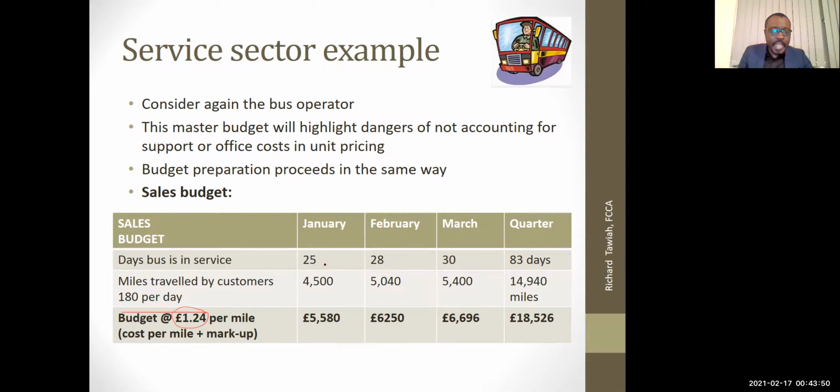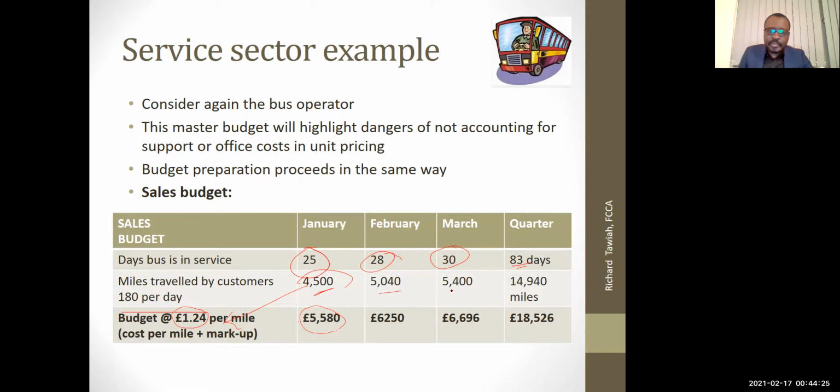If we are working 25 days in January, 28 days in February, assuming, and 30 days in March, this is the total number of days for the quarter. The miles covered by customers is 180 miles per day, multiplied by the number of days that we worked. When we multiply, we get this total number, which is 5580, and multiplying this against the sales budget gives the amount of money we expect to get.